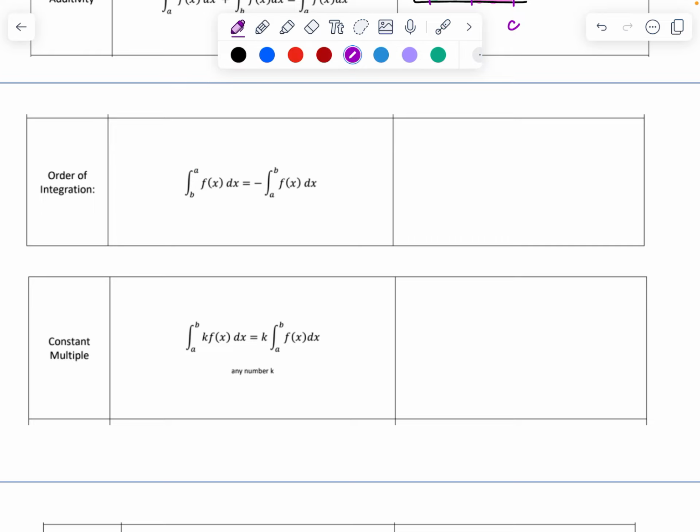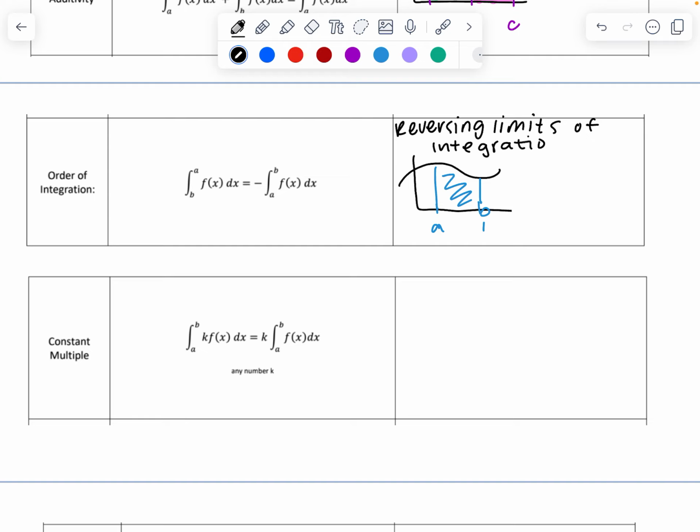This one is a little harder to explain, but I will try my best here. I'm going to write a little description, a to b. Essentially, reversing the limits of integrals changes the sign of definite integrals. So that's what that means. If you want some of these phrases, I'm going to write this: reversing the limits. This is just a translation of that notation. Reversing limits of integration changes signs.